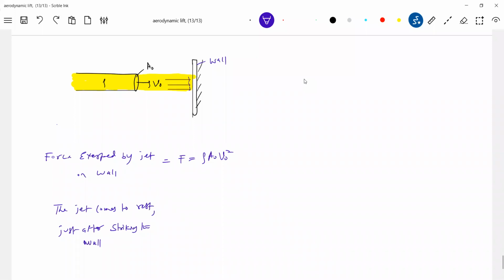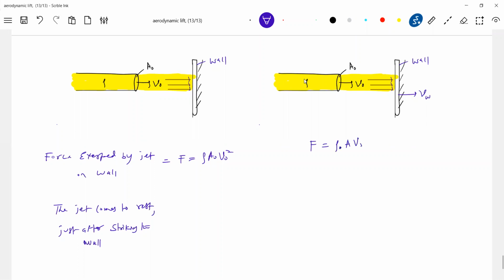Now, similarly, if the wall is also moving, what conditions will come? Let's take the wall also in motion, with velocity of wall VW. In that case, the force will be rho A V relative square. Sorry, V naught minus VW whole square. What is the velocity of jet with respect to wall? V naught minus VW.